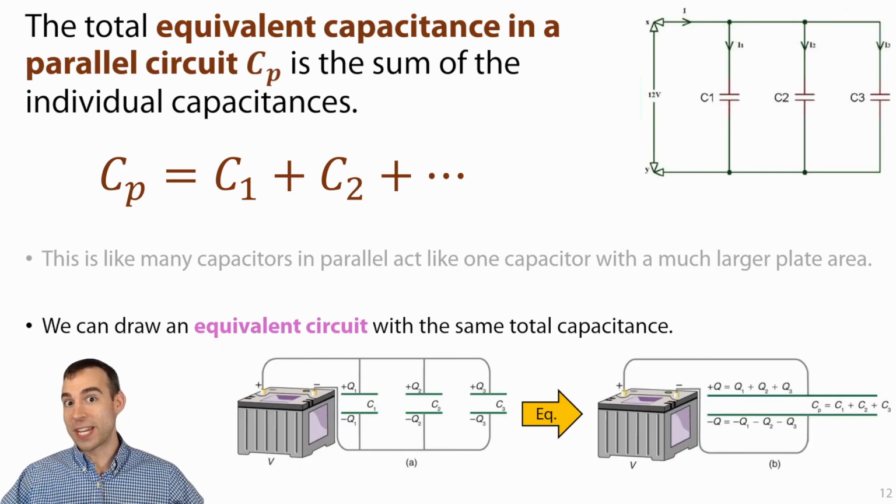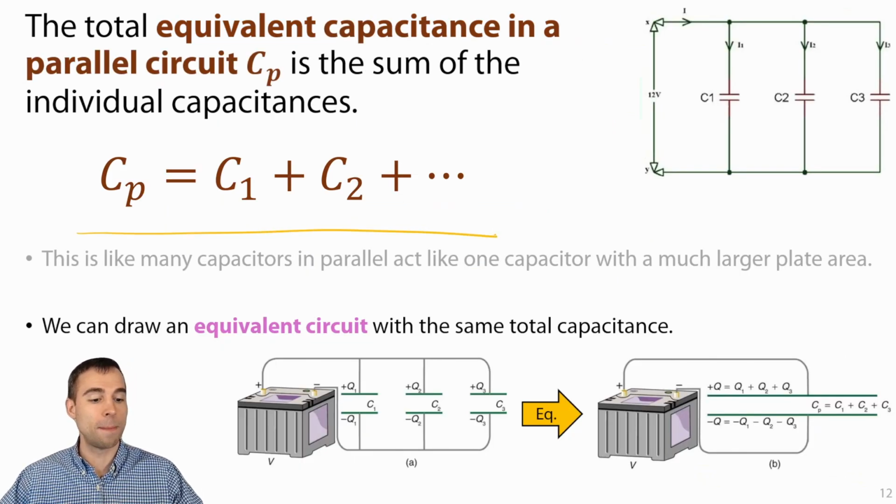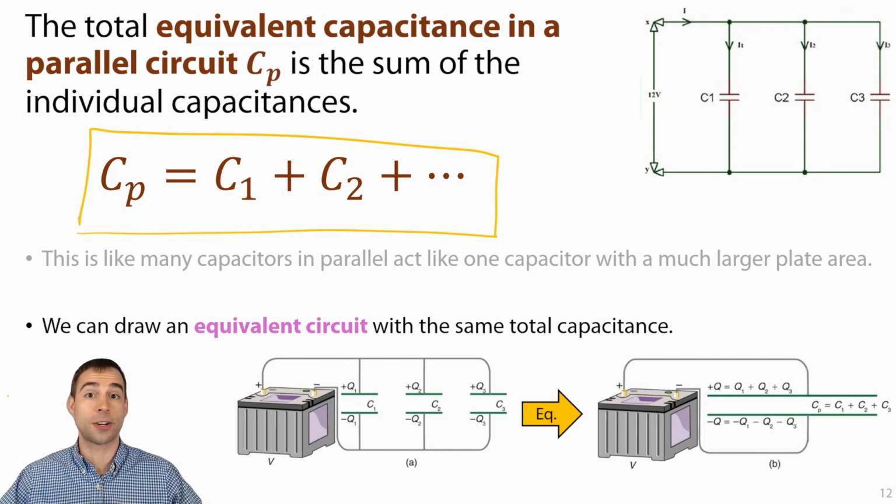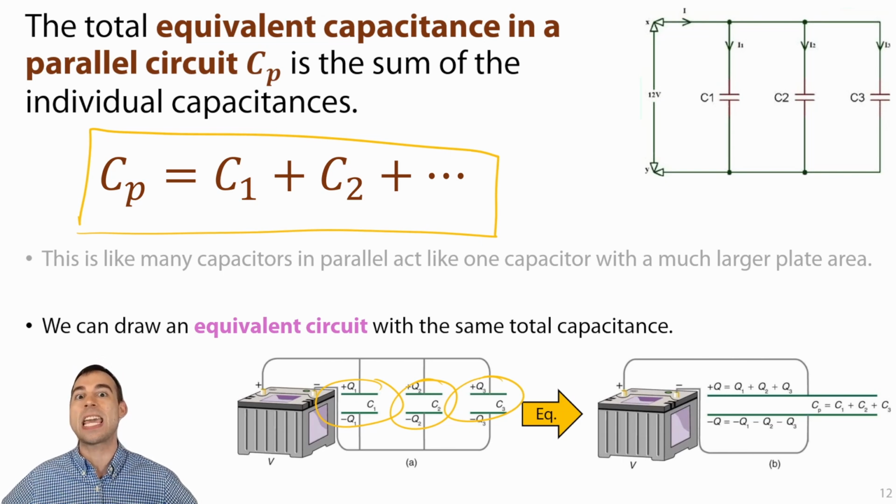For capacitors in parallel, the total equivalent capacitance will be the sum of every individual capacitor in the parallel connection. Here we have 3 capacitors, and essentially this means that if we have capacitors in parallel, we can store up more charge for the same given potential difference.